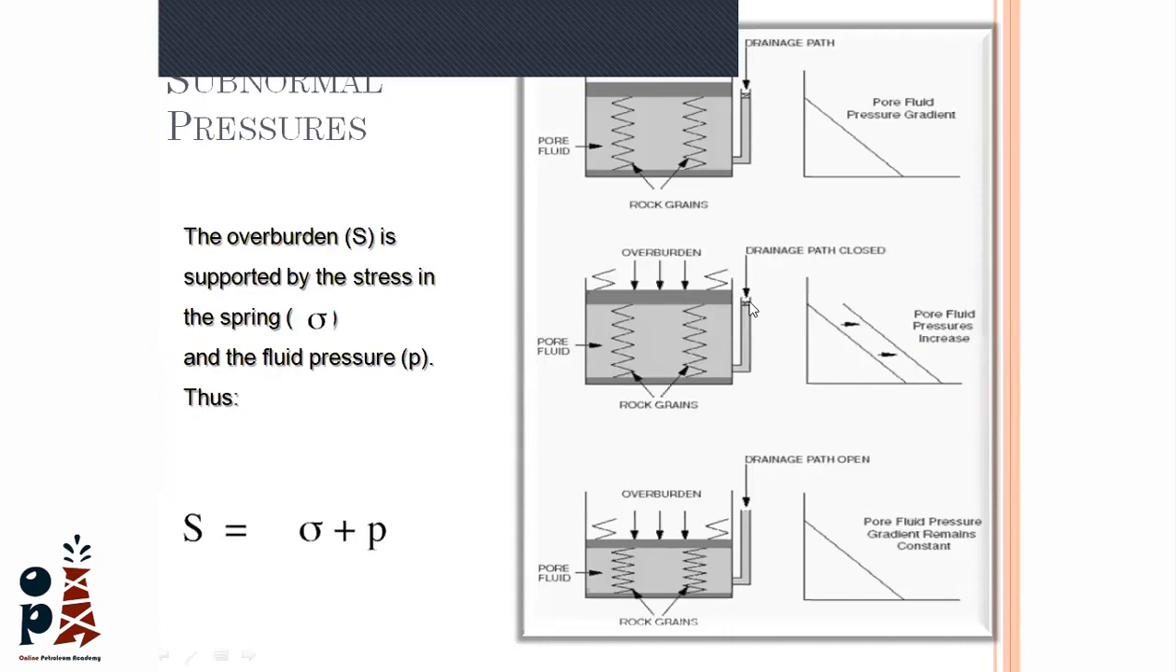So if we close this valve, what is the meaning of closing this valve? There is no communication from this formation to the surface. The water or the fluid will not come out due to this high pressure, so the pore pressure will increase as shown here. But in case we open this valve and there is communication between the formation and the surface, the fluid will come out and it will be a compaction process, and the pore pressure stays the same. The overburden pressure here is equal to the pressure of the formation, the sigma here, which is the stress in the spring, which is in the rock itself, plus the pressure of the fluid.